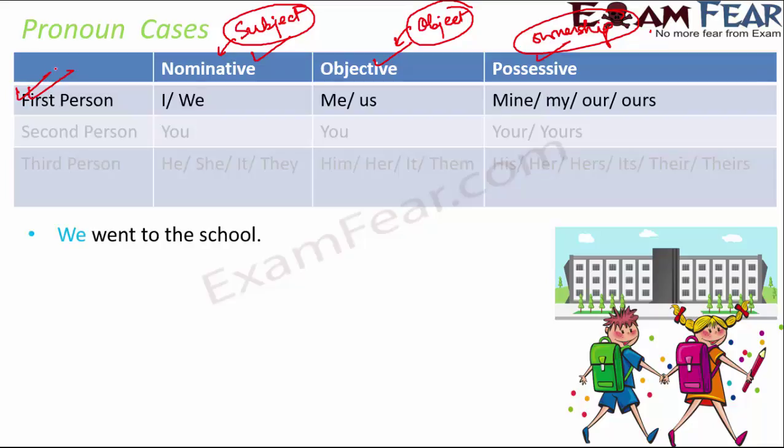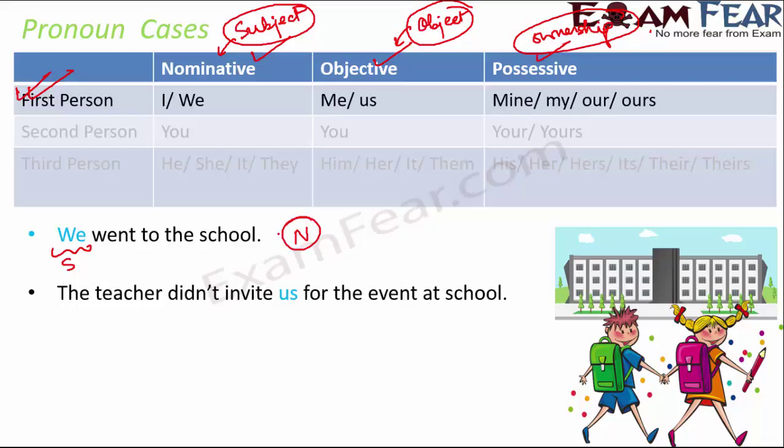For first person nominative case, this could be an example. We went to the school. So we here is the subject. If you look at this sentence, we is the subject, went to the school is the predicate. So we here, which is a personal pronoun, first person, is the subject. So this sentence is a nominative case.